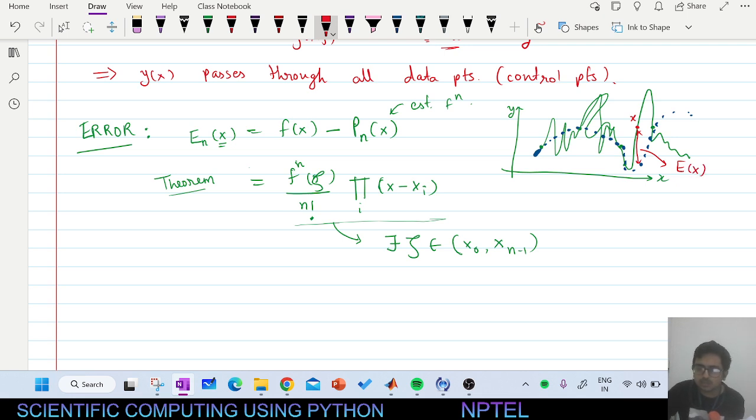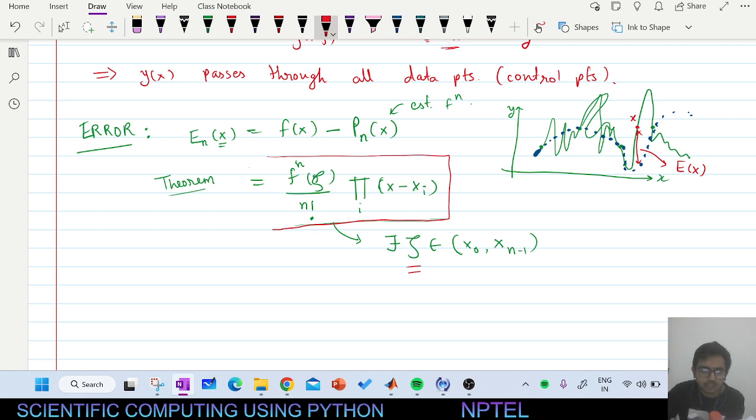So this cannot go to infinity. There is some upper bound on this one. It's because of the way that we have interpolated, and this upper bound is given by this. This is an exact value, but we don't know which zeta it is. So if we maximize over zeta, we get an upper bound for the error.